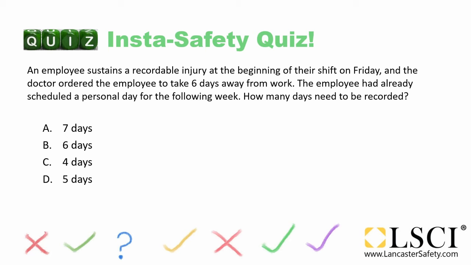All right, so let's take another break for an Insta safety quiz. An employee sustains a recordable injury that required 6 days away from work. However, the employee was already scheduled to take one vacation day the Monday after the injury occurred. How many days need to be recorded on the company's OSHA 300 log? Would it be A, 7 days, which would be the day of the incident plus 6 days away to recover, B, 6 days, which is simply six required days, C, 4 days, the 4 days after the Monday of the following week, or D, 5 days, six required days minus one Monday vacation day. And we know this one's really tricky, so take a second and see what your answer is.